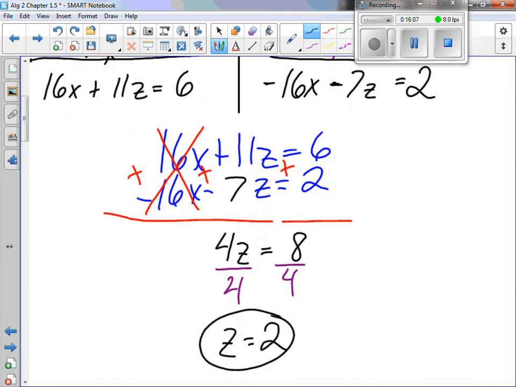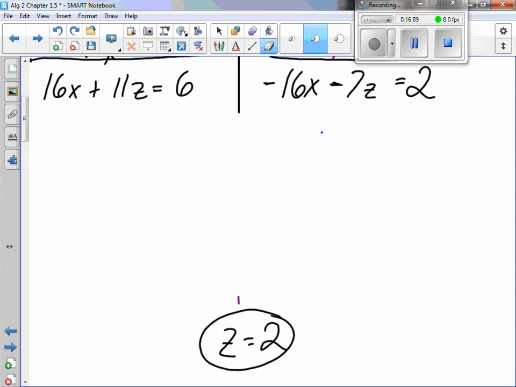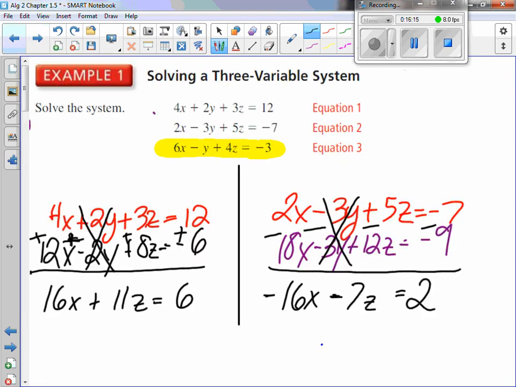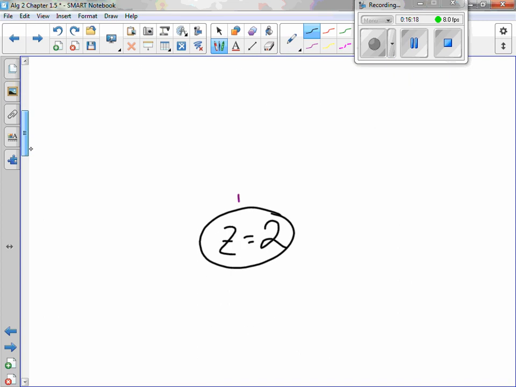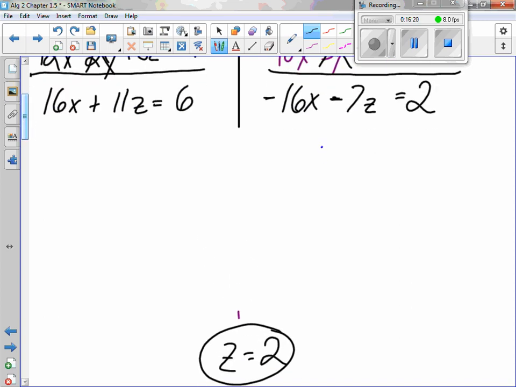So I'm going to erase this here because I don't have quite the space for it. Yep, so all we've been doing, none of these steps we've done so far have been too bad, have they? No, but there's just a lot of them. So we know z is equal to 2, yes? Do you want to use this equation or this one? Doesn't matter which. This one here. So what I'm going to do is 16x plus 11 times what?